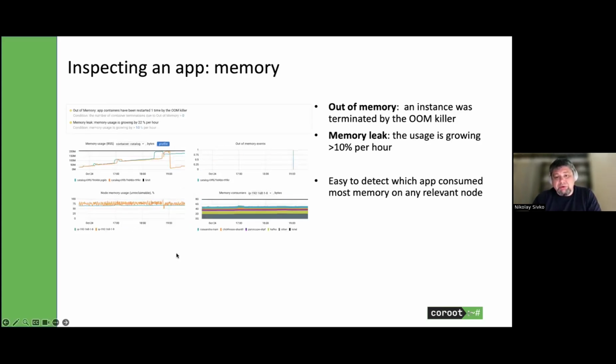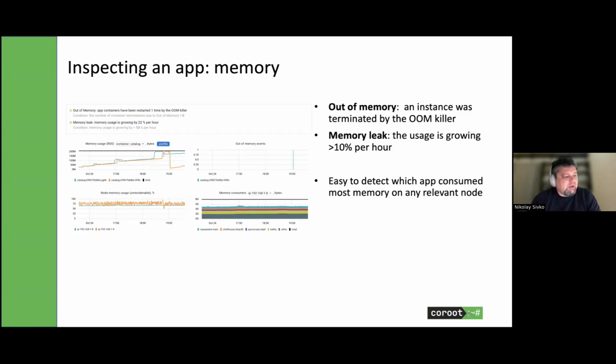The same goes for memory. Out of the box, we track memory leaks and out of memory events. About memory, it's pretty useful to know whether your application was terminated by the OOM killer or not, and to have some proactive checks detecting memory leaks. And also, if your application was terminated by the OOM killer, it doesn't always mean that you hit your memory limit.